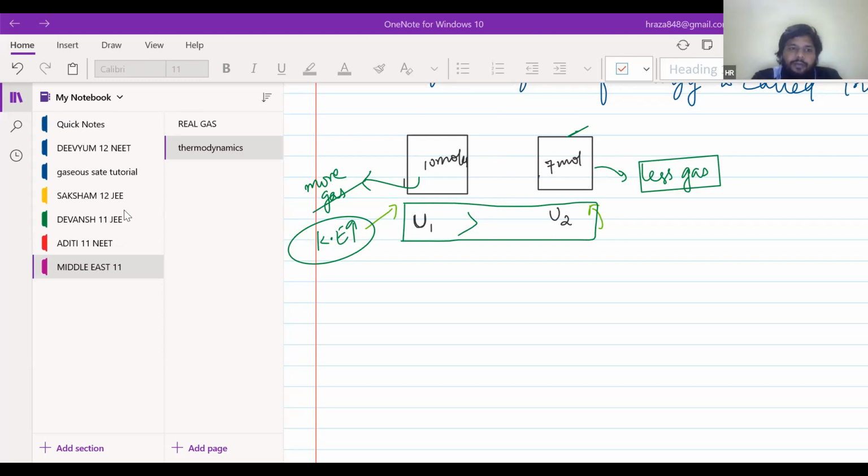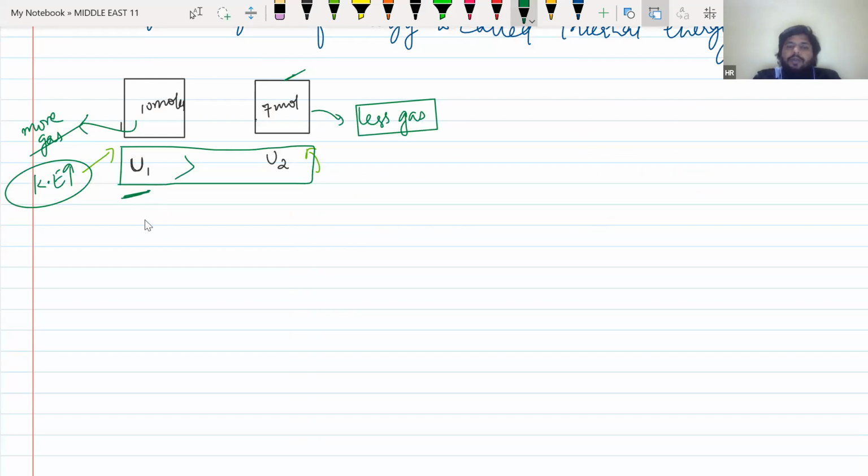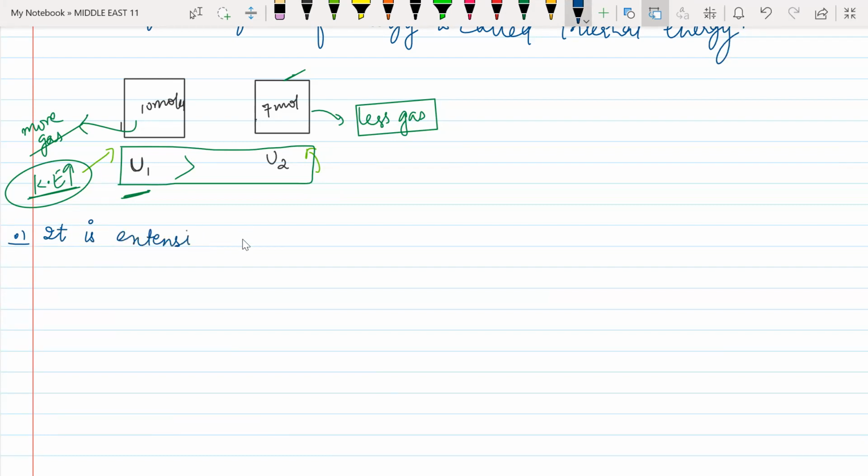Everyone okay with this? If the number of moles is more, that means there will be more interaction, the nuclear energy will be greater, and the kinetic energy of each molecule will add up to more. Is that clear? And I already told you in extensive and intensive properties that internal energy is an extensive property, depending upon size and matter. Remember? Yes, sir.